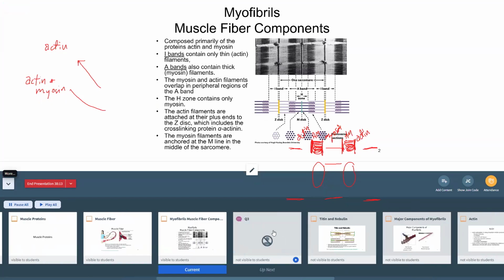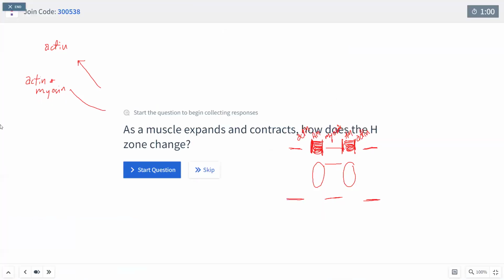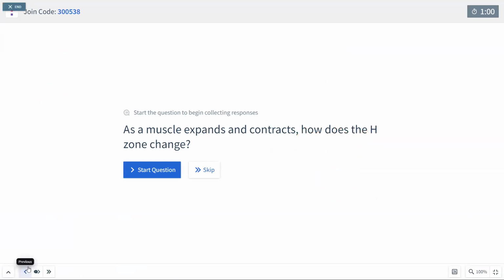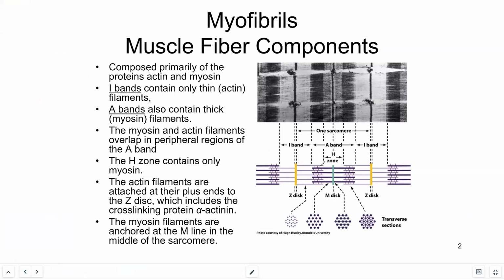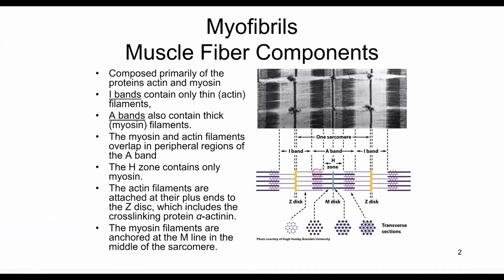So we'll do a question, then we'll talk about Titan and Nebula. So let me clear this out real quick and jog back for a second. Okay. So what's going to happen is that this interaction between actin and myosin is going to release, or this interaction gets disrupted. And then basically these proteins creep towards one another.